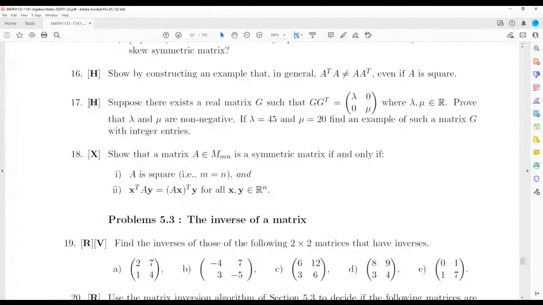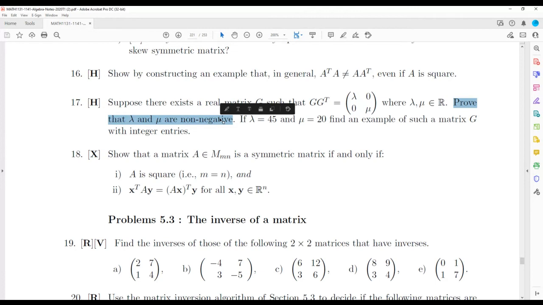All right. So I'm looking at question 17 now. So suppose there is a real matrix G. So that just means the entries are real numbers, such that G times G transpose is this. Now, this is a special matrix called a diagonal matrix, right? It's got numbers down the diagonal and zeros everywhere else. Prove that the diagonal entries are non-negative. So let's do that first, and then we can look at the second part of the question.